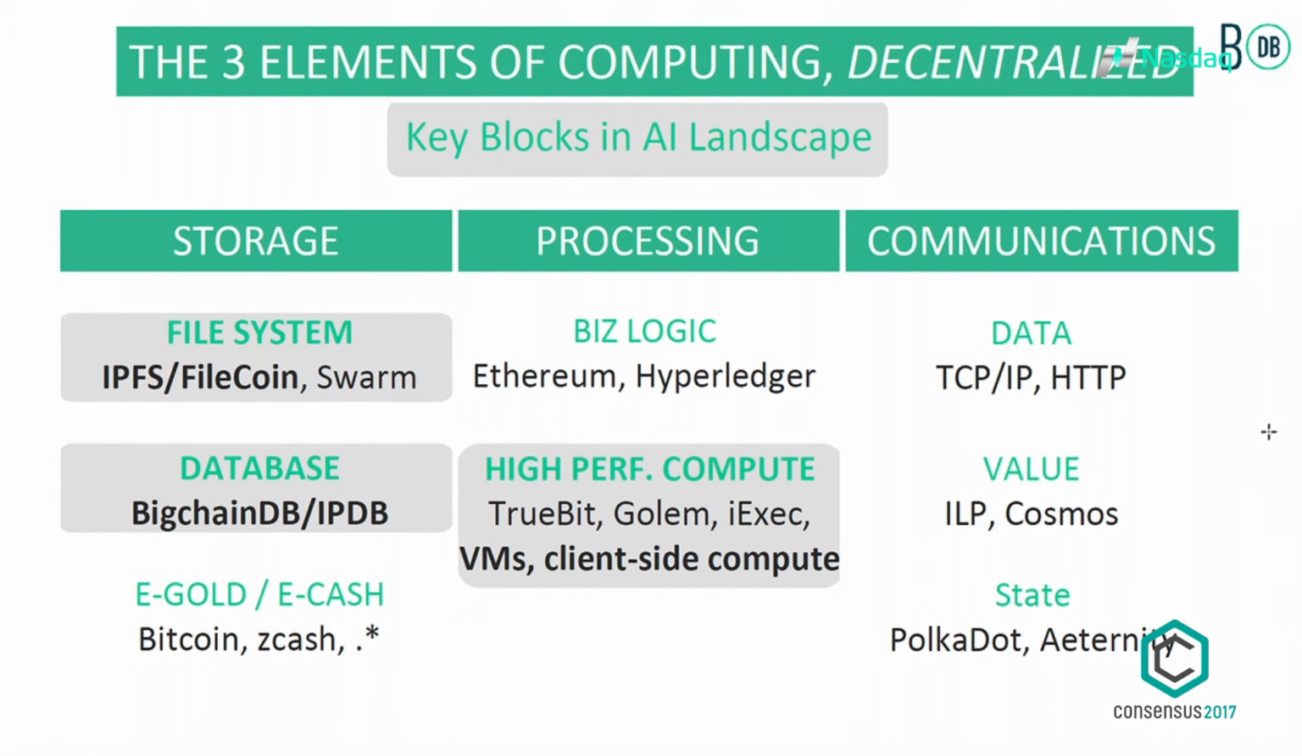So within the world of AI, there are a few building blocks that matter the most. First of all, file system, where IPFS is probably the most mature. Database, BigchainDB, IPDB. And in high-performance compute, the VMs and the client-side compute are the most mature. So these are really the tools, if you want to do AI applications related to blockchain, these are the ones you're probably going to be working with.